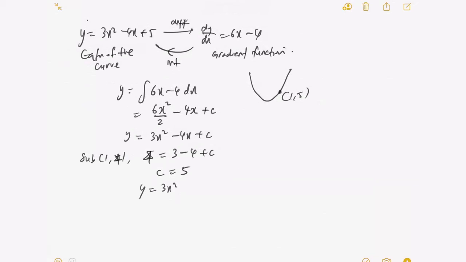So the curve will be the same as this curve. But take note, it may not be the same all the time, because it depends on the point the curve passes through. The curve may pass through this point, or another point, or any other point. So that's why your c value may differ. C represents your y-intercept.